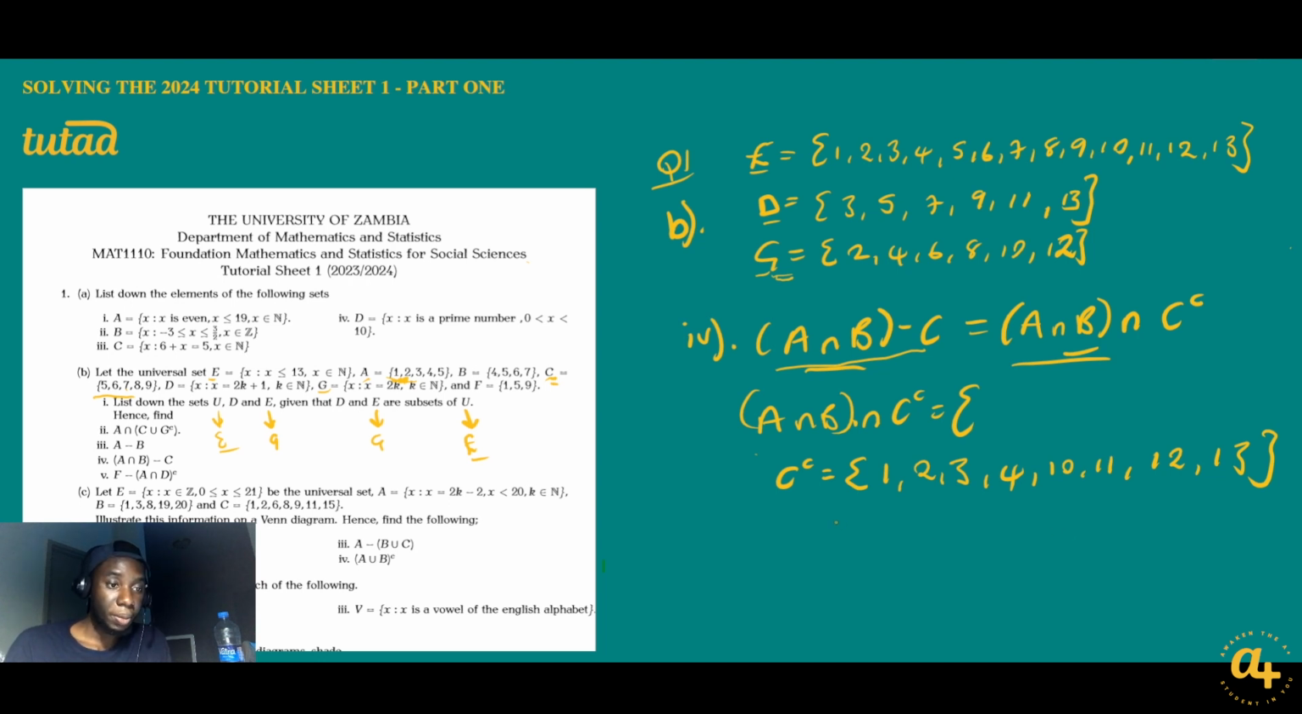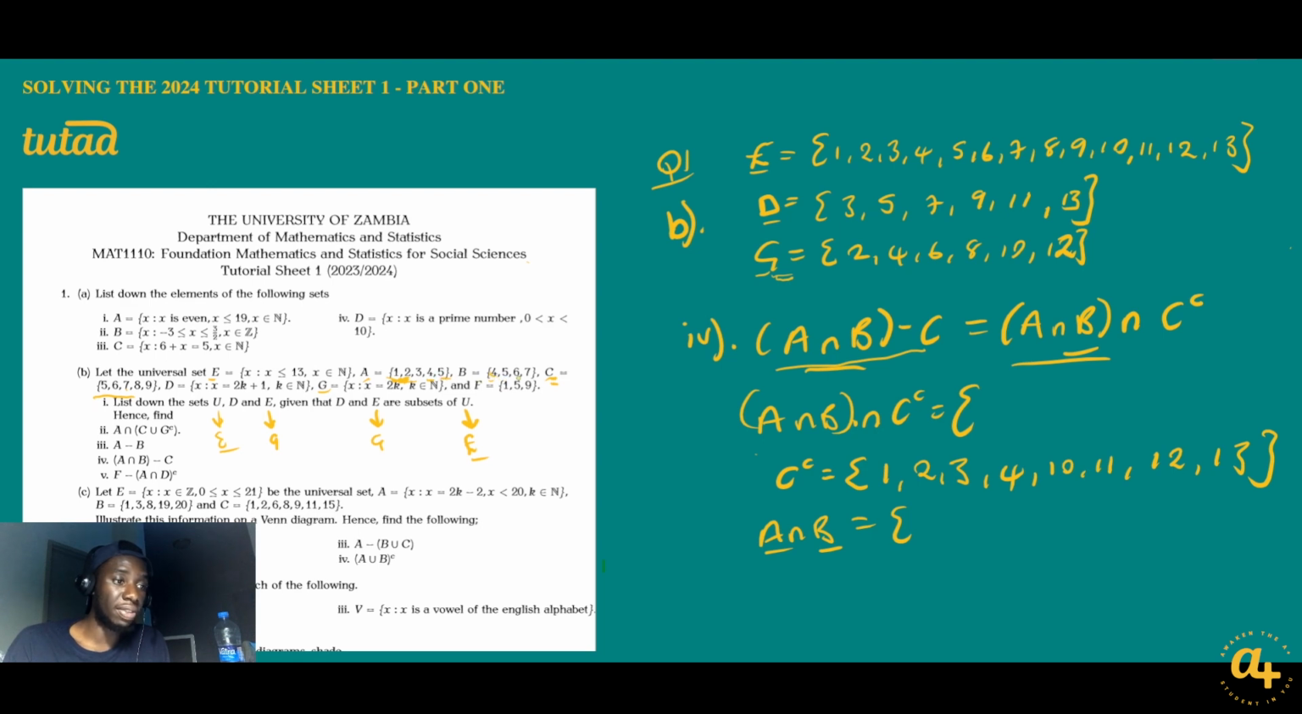Great. And now we're also going to have to find what our A intersection B is. Okay, what's common between the set A and the set B? So when you look at set A, we have 1 there. Do we have 1 in set B? No. We have 2 in the set A. Do we have 2 there? No. We have 3 in the set A. Do we have 3 in the set B? No, we don't. But we have 4 in set A, and we also have 4 in set B.